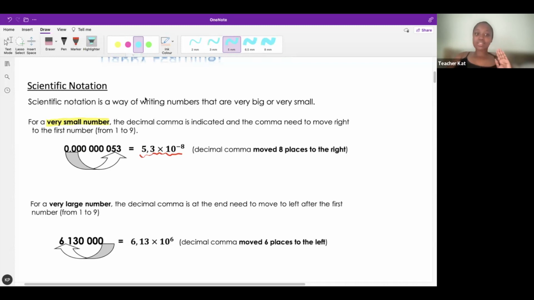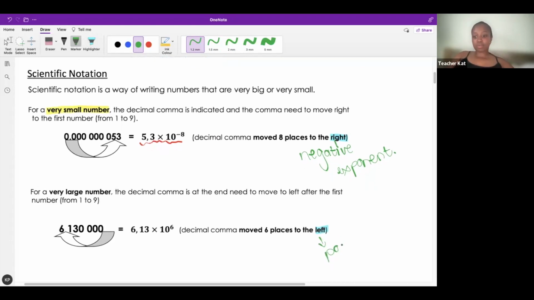So rule number 1 is, if I have to move my comma to the right, okay, then I'm going to have a negative exponent. Okay, which means if I have to move my comma to the left, then I'm going to have a positive exponent. Let me move this up a bit. All right, so that takes care of, nice, Kali. So that takes care of whether your exponent is negative or positive.